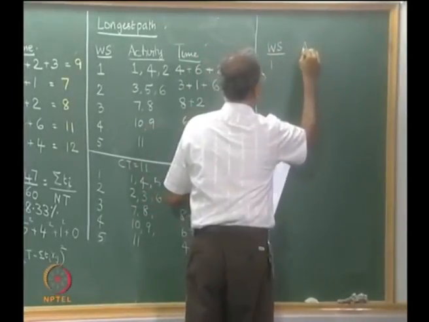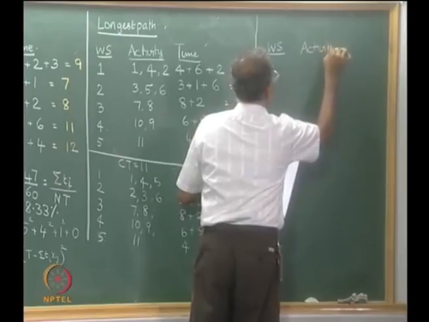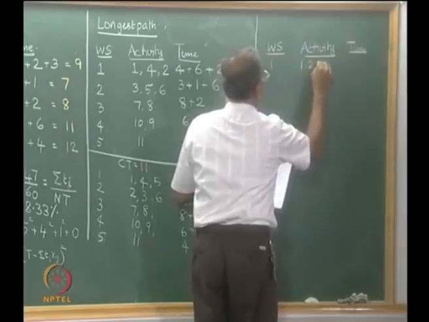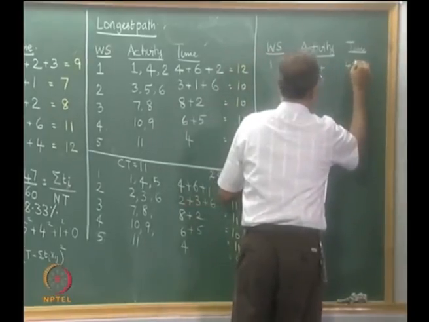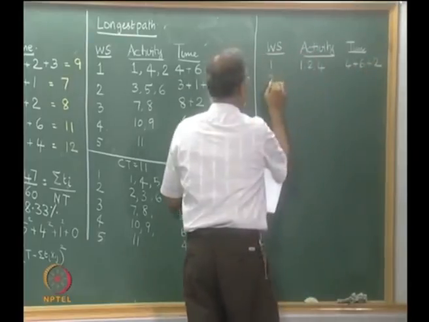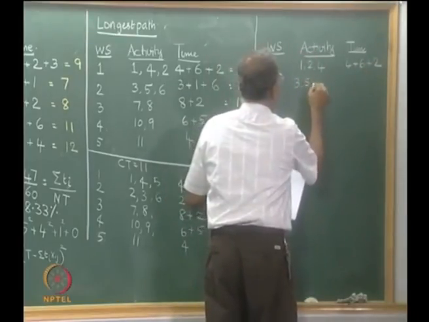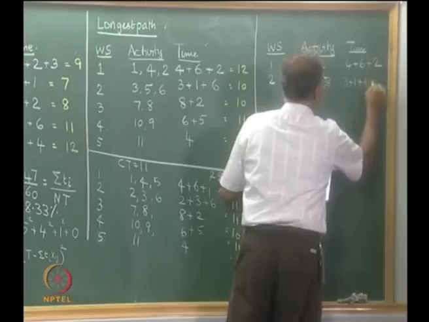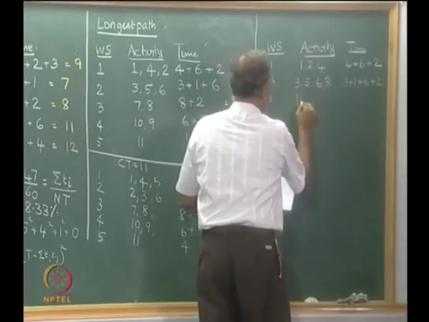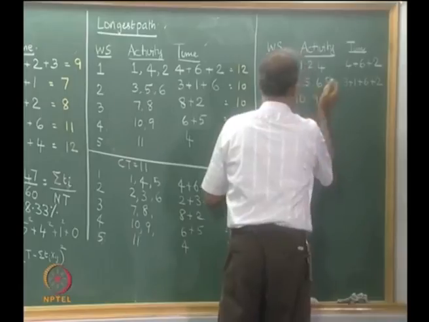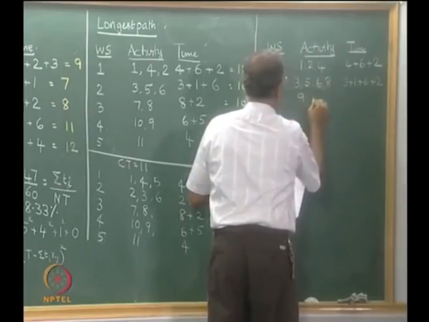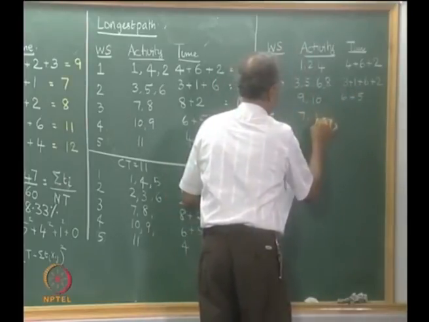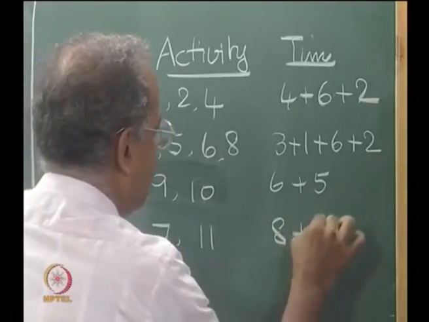So, workstation 1, activity and time. So, 1, 2 and 4 with 4 plus 6 plus 2. Station 2 is 3, 5, 6, 8 with 3 plus 1 plus 6 plus 2. Station 3 is 10 and 9 or 9 and 10 with 6 plus 5, and station 4 is 7 and 11 with 8 plus 4.